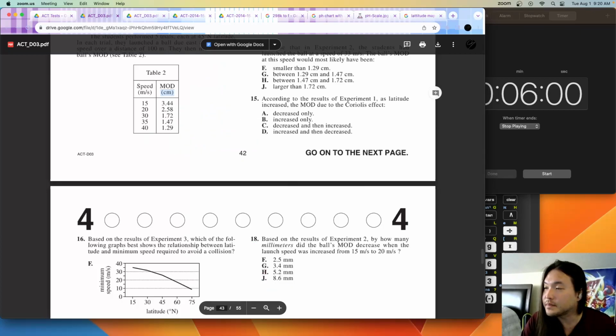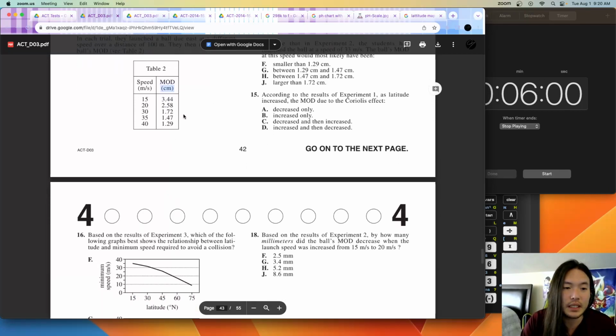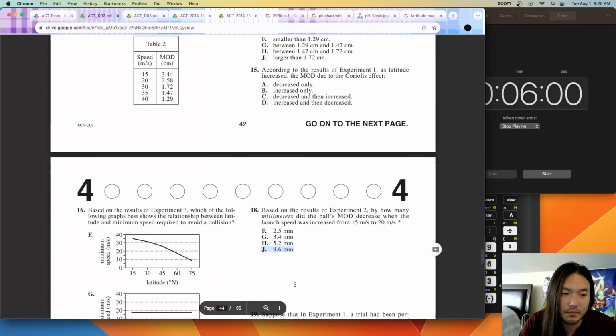17. One more time, we're looking at experiment 2. That's here. They're asking you to look at 15 versus 20. How much did the MOD change or decrease? You do the math, you get 0.86. Then you need to recognize that 0.86 centimeters is 8.6 millimeters.